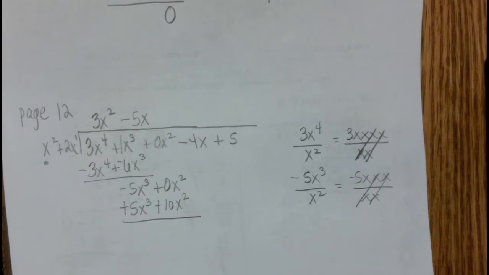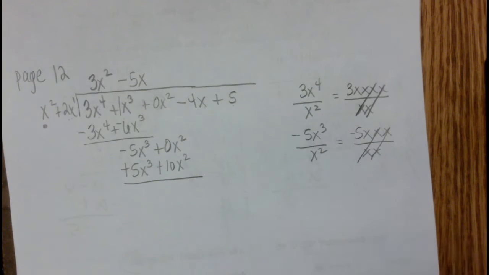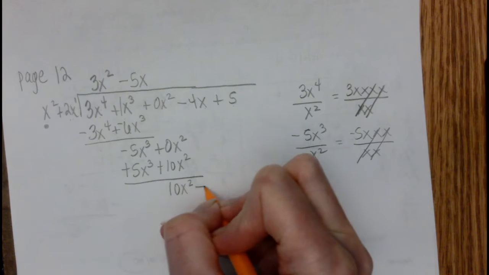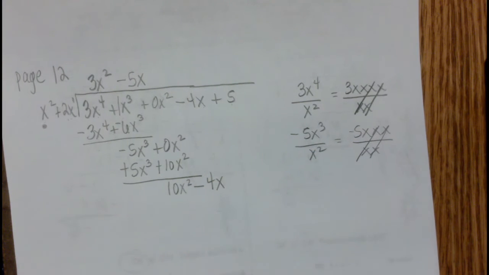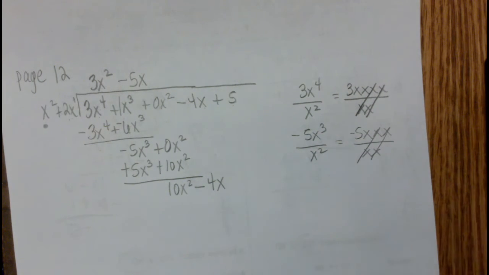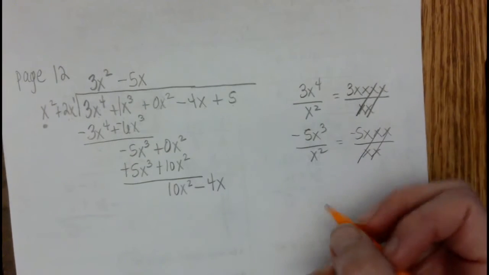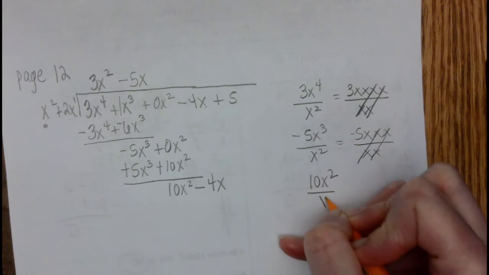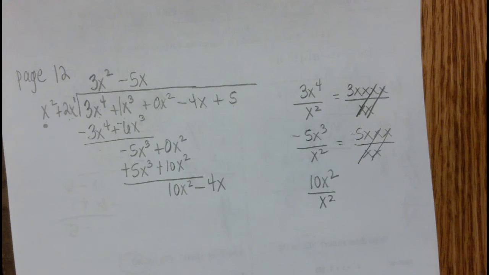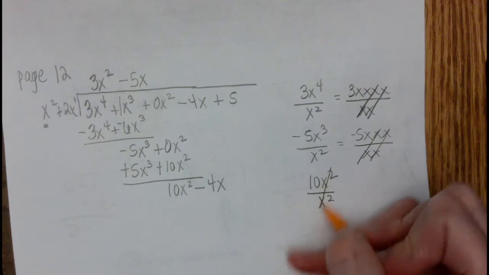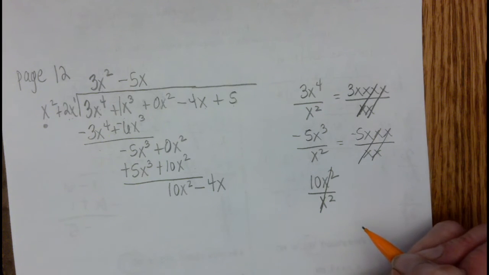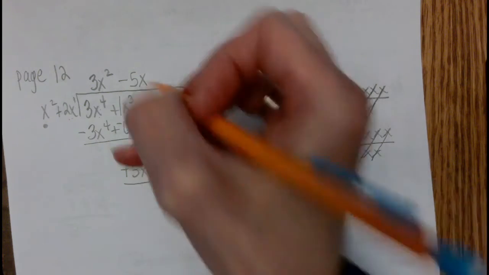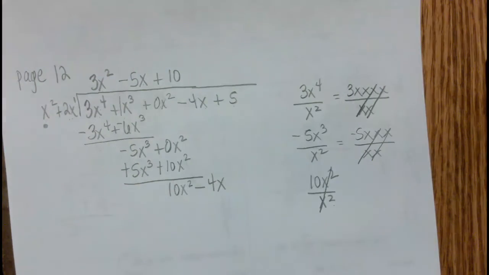And the 5x cubes, they cancel out. And then we're left with 10x squared. I'm going to bring down our next term, which is minus 4x. We are going to take 10x squared. We're going to divide by x squared. So that worked out nice for us because the x squareds cancel out. So we're left with 10. It's positive 10x squared divided by positive x squared, which is positive 10.